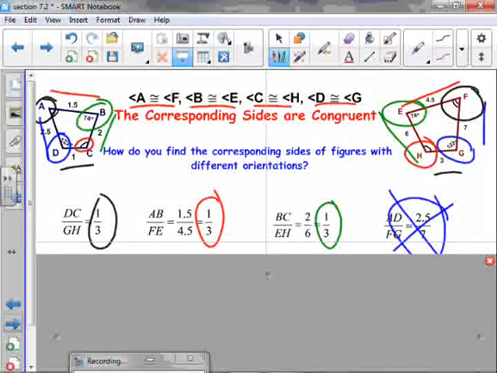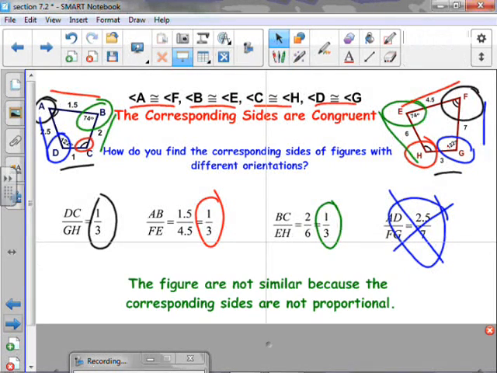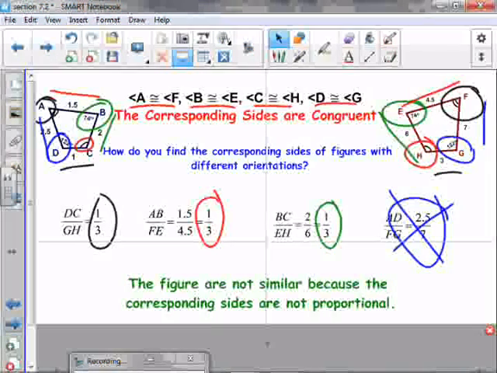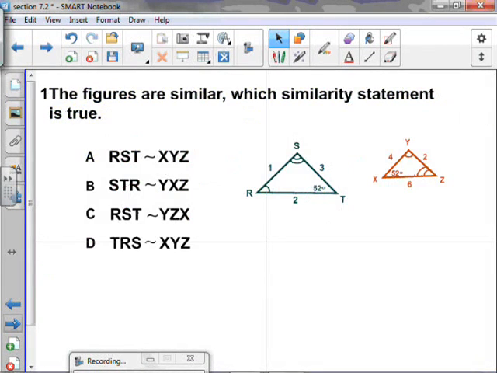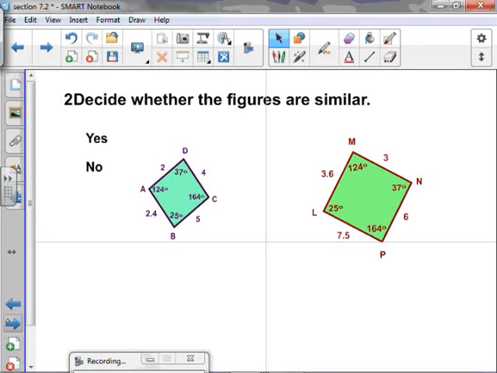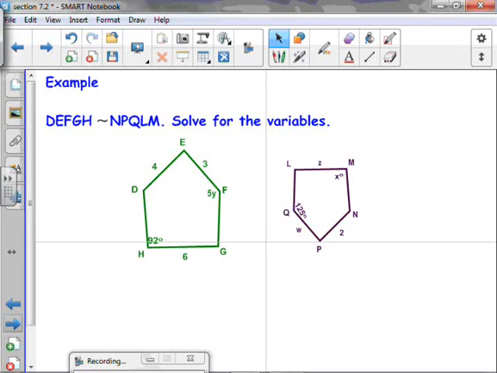These are not similar figures the way that I have drawn them, because not all of the sides are proportional. And that's what you have to do. Okay? So this one is for you to answer, as is that one, and this one's for us. Okay? Let's solve for the variables.